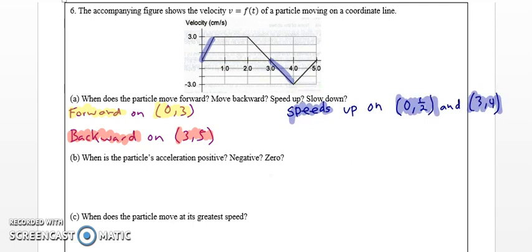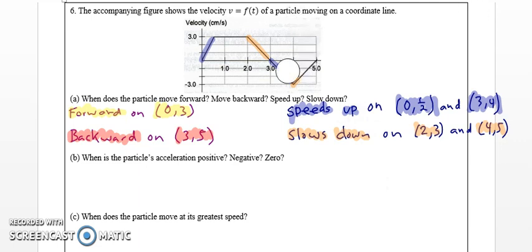So that answers that. And the particle will slow down when velocity and acceleration have different signs. In this interval, velocity is positive, but acceleration is negative. And here, velocity is negative, but acceleration is positive. So those are the intervals of when the particle will slow down. And that answers part A.